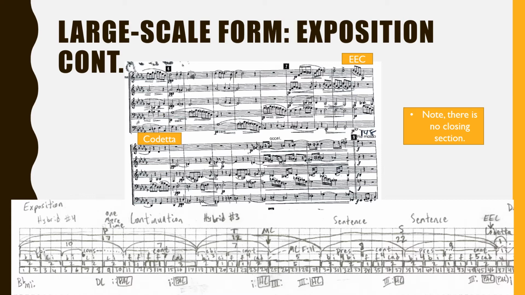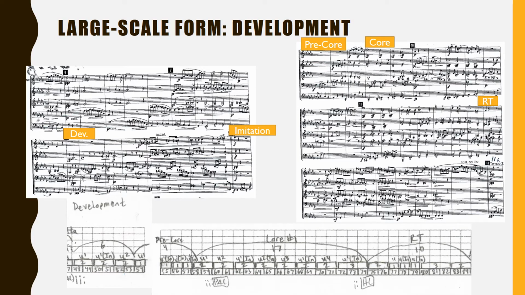Let's take a look at the development now. Alright, so here we have the development, and you can see where I have the word imitation marked, that there's a double bar line there. Typically, the double bar line there would lead you to think that that's where the development starts after we had all the secondary theme and everything.